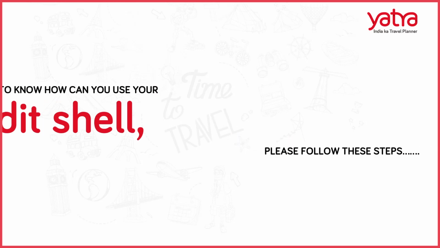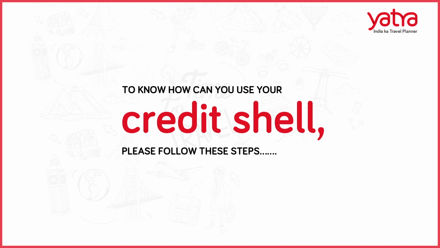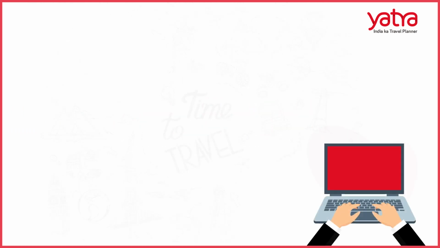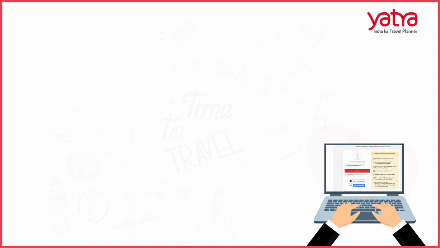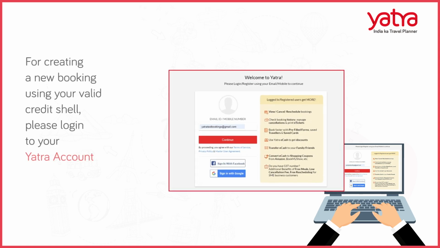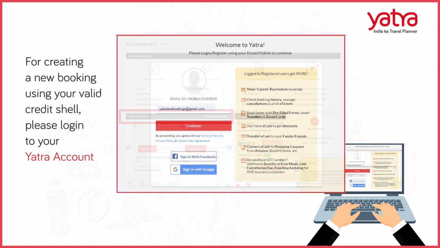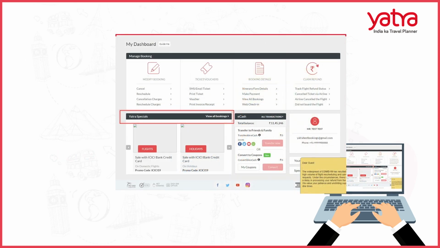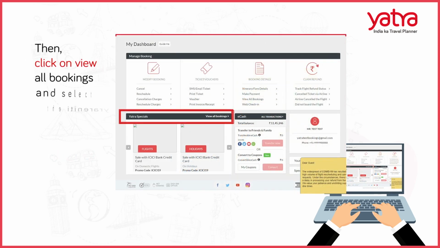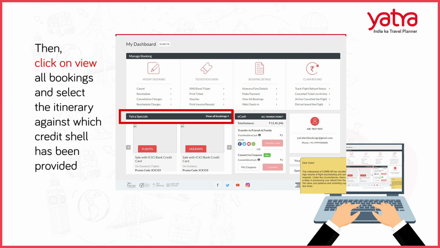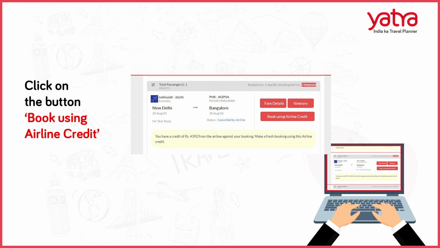To know how you can use your credit shell, please follow these steps. For creating a new booking using your valid credit shell, please log into your Yatra account. Then, click on View All Bookings and select the itinerary against which credit shell has been provided. Click on the button, Book using Airline Credit.